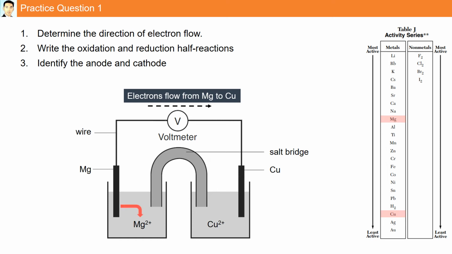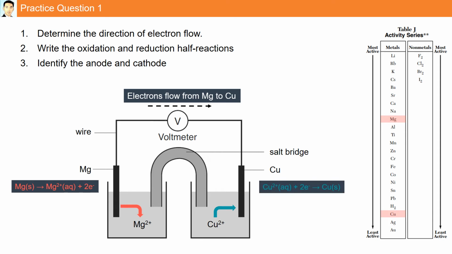Now, since magnesium is losing electrons, it is going to become Mg2+. So in order to write that half equation, we have Mg solid goes to form Mg2+ aqueous plus 2 electrons. OIL RIG, oxidation is loss, so therefore this is the oxidation half equation. On the other side, copper 2+ ions are gaining electrons to become Cu solid. Again, Cu2+ ions, aqueous, gain 2 electrons to become Cu solid. RIG, reduction is gain, so this would be the reduction half equation.